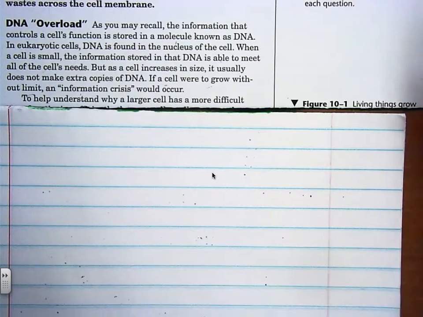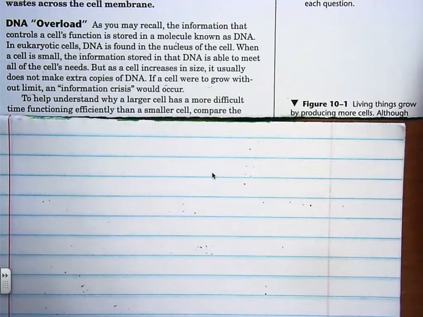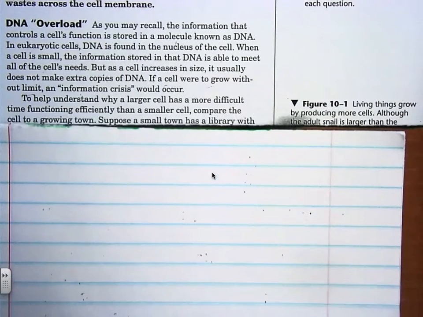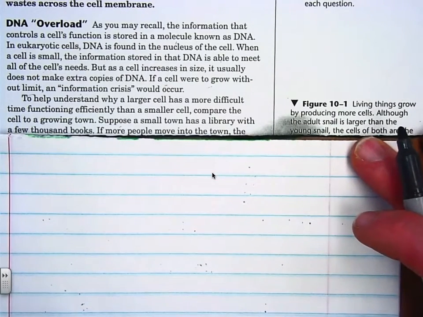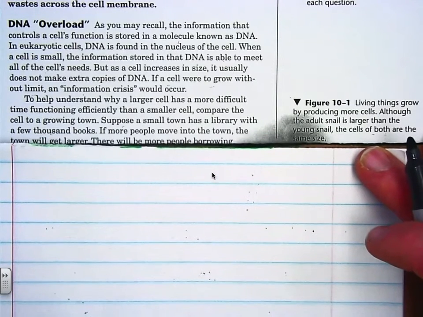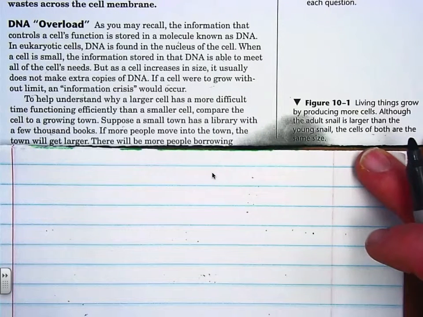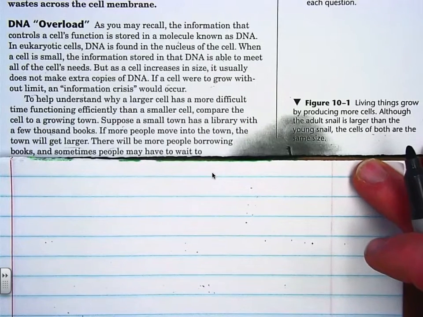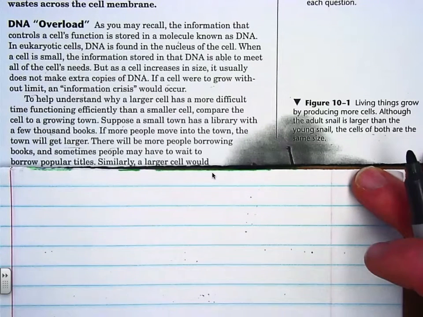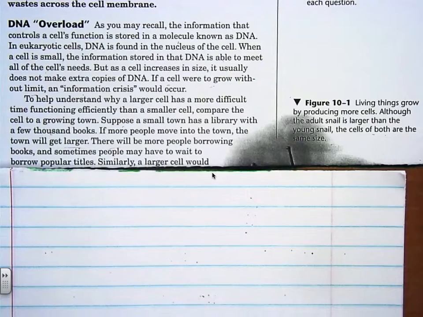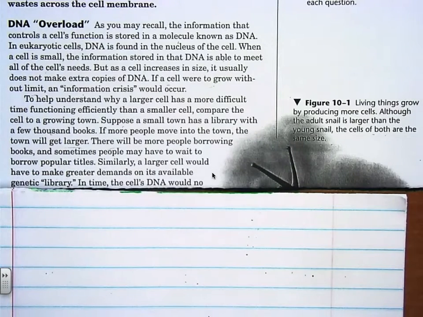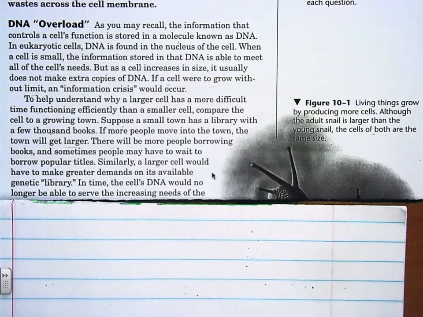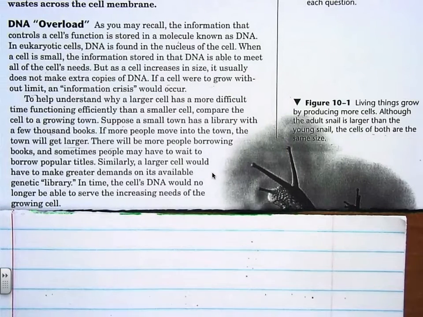To help understand why a larger cell has a more difficult time functioning efficiently than a smaller cell, compare the cell to a growing town. Suppose that a small town has a library with a few thousand books. If more people move into the town, it will get bigger and larger. There'll be more people borrowing books, and sometimes people may have to wait to borrow popular titles. Similarly, a large cell would have to make greater demands on its available genetic library. In time, the cell's DNA would no longer be able to serve the increasing needs of the growing cell.